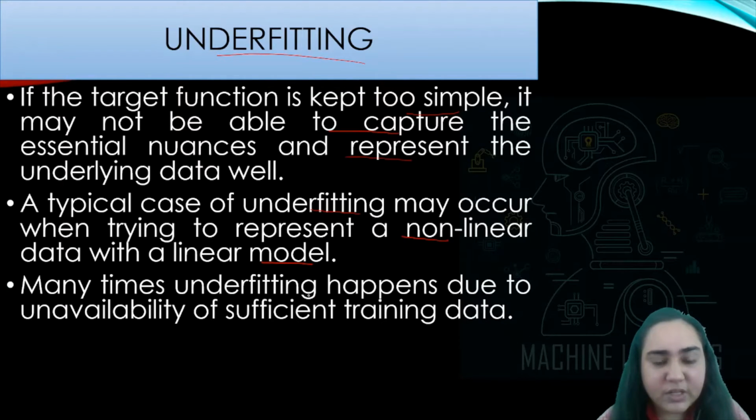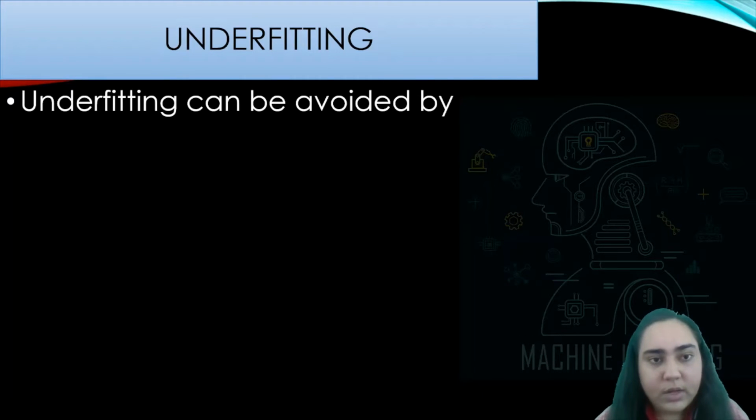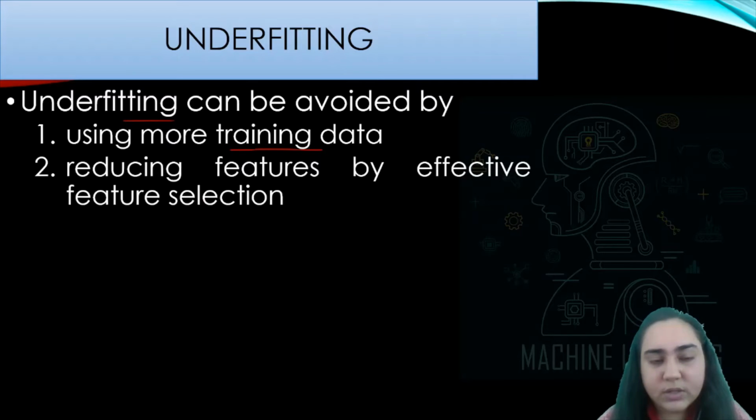And many times underfitting can happen due to unavailability of sufficient training data. So sometimes your data set is just too small to be able to predict anything. And underfitting can result in both poor performance with the training data as well as a poor generalization of the test data. How can you avoid underfitting? You can avoid it by using more training data, and you can avoid it by reducing the features by effective feature selection. So instead of taking all the columns, you could just use some of the columns for training.